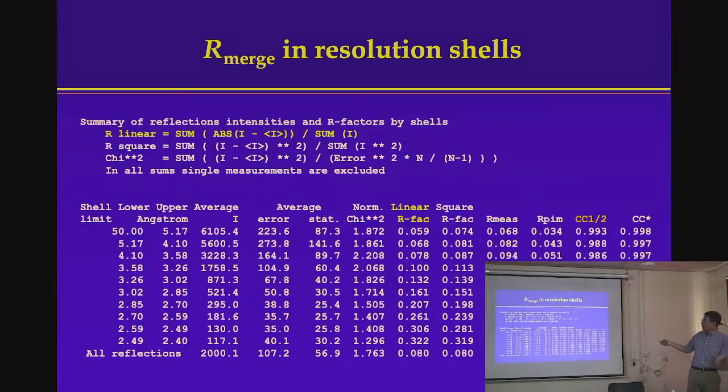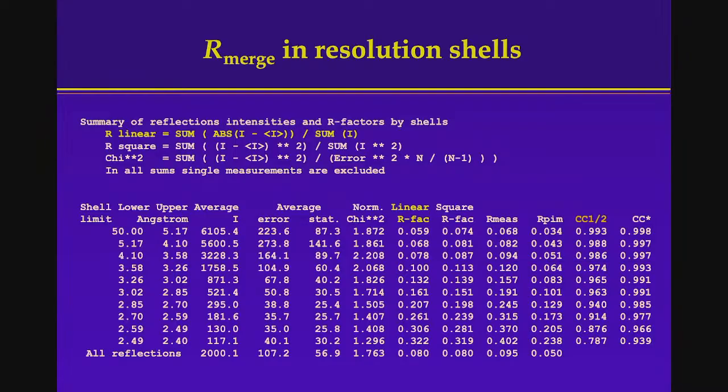And then on the right here, you have the column CC1/2. Remember, I showed you to divide the data in two halves and calculate the correlation coefficient. You can see at low resolution the correlation coefficient is 0.99. They are essentially the same. So there's definitely signal there. In this case, even at 2.4 resolution, the CC1/2 is 0.8. Still very good. So based on this, you could say this data set probably could go a little bit higher, maybe 2.3, 2.2, but somewhere around there.